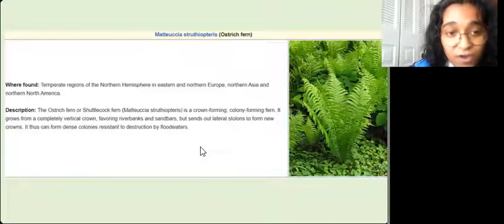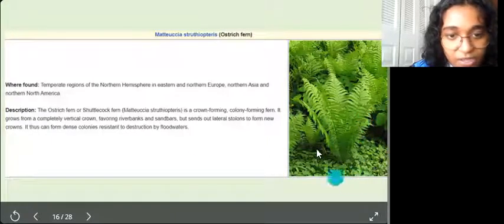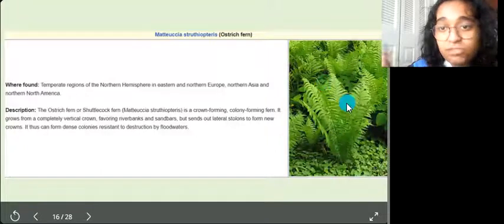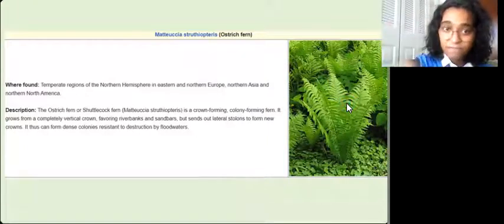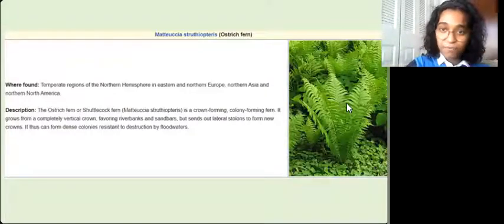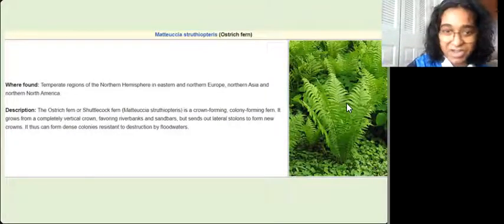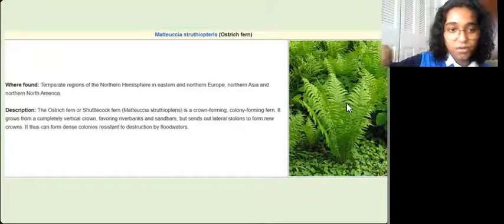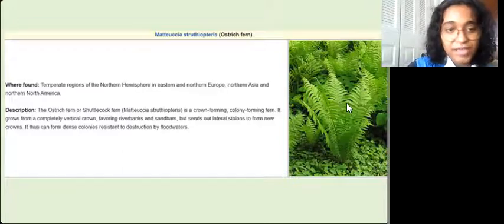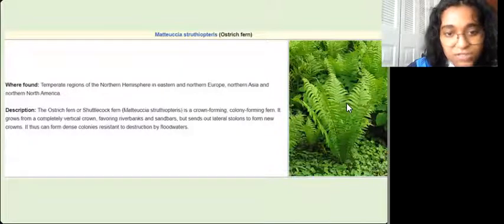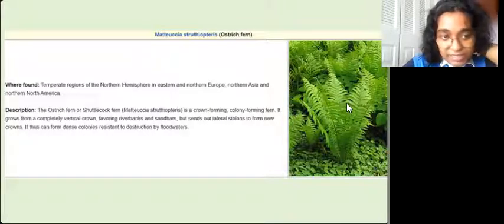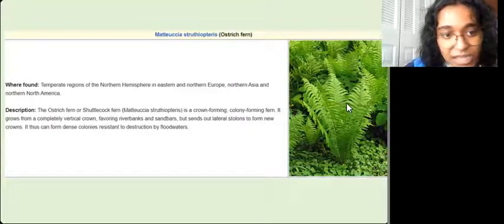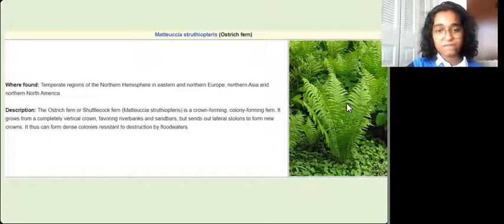This ostrich fern is also known as the shuttlecock fern. It is a crown forming fern, and it is a colony forming fern. So you can say it's a colony kind of fern, which grows completely in a vertical crown. It's always growing in vertical crowns, favoring riverbanks and sandbars, but it sends out lateral stolons to form new crowns. It thus can form dense colonies and is resistant to destruction by floodwaters.